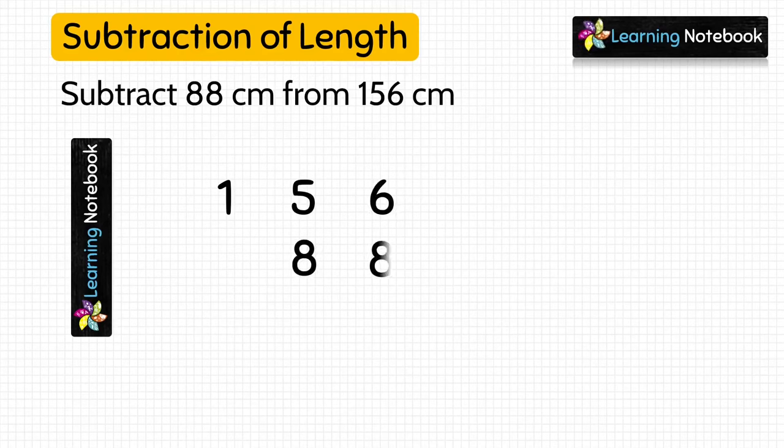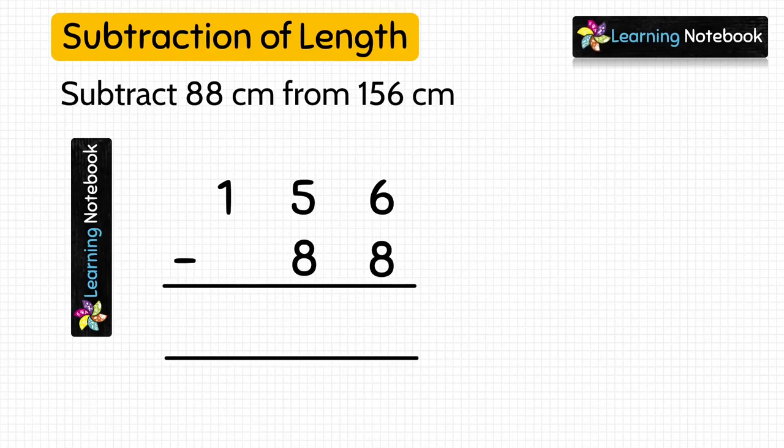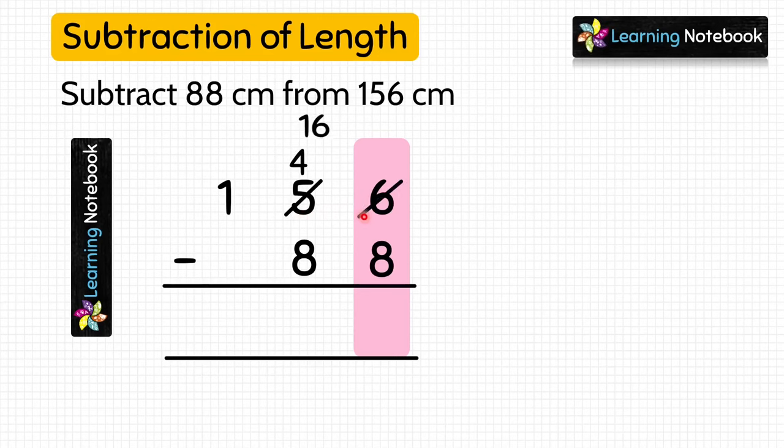Let's see the next question. Subtract 88 centimeter from 156 centimeter. So here again, first we are going to write these numbers in column and then we will subtract them. So let's subtract the ones place, but 6 is weaker than 8. So 6 takes the help of its neighbor 5. So 5 becomes 4 and 6 becomes 16. Now we can easily subtract. 16 minus 8 equal to 8.